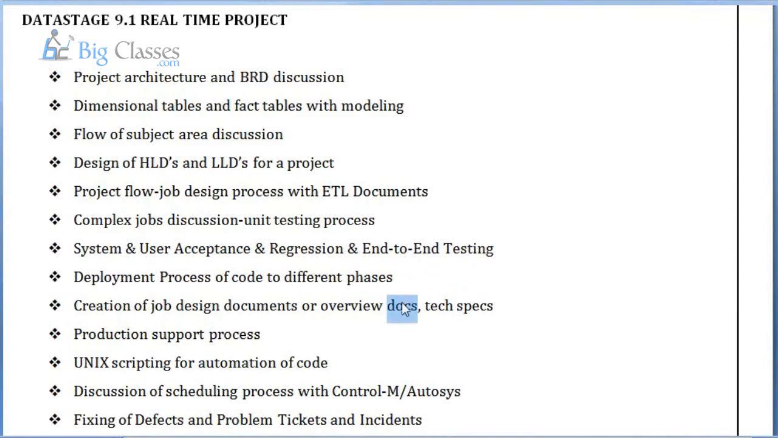The main important thing is, once development is completed, we'll be doing some kind of testing also. What kind of testing will we be having? System testing, UAT (user acceptance testing), regression testing, end-to-end testing also, and how to implement them. And the deployment process: generally, once development is completed by any developer, we also go to deploy. And we'll also discuss some part of Unix scripting.